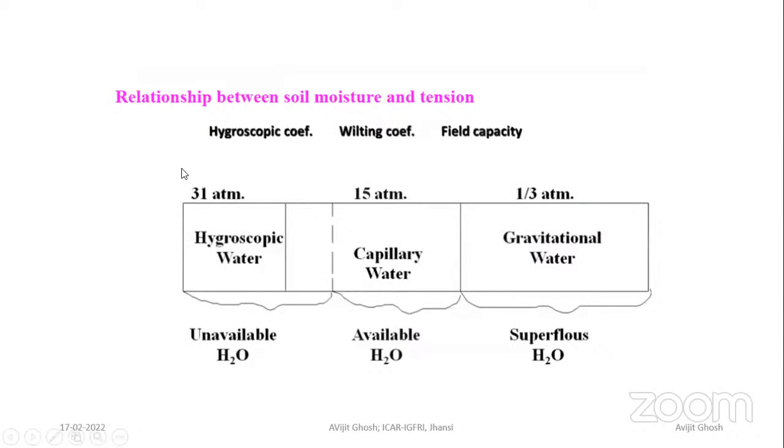According to this, the plant availability of soil water has been classified on 3 biological scales, that is superfluous water, available water, and unavailable water. Superfluous water is gravitational water, available water is field capacity to wilting point, and unavailable water is hygroscopic coefficient and beyond that.